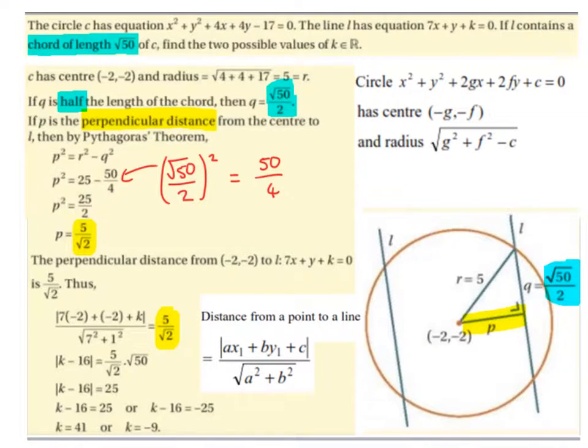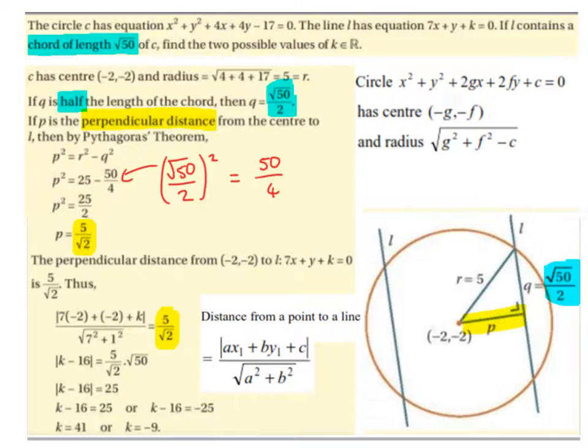So we're going to start by getting the centre of the circle. We take the coefficient of x, which is 4, we half it and change the sign to get minus 2. And the coefficient of y, which is 4, we half it and change the sign to get minus 2. So (minus 2, minus 2) is the centre of this circle.